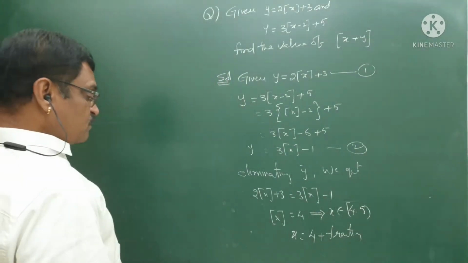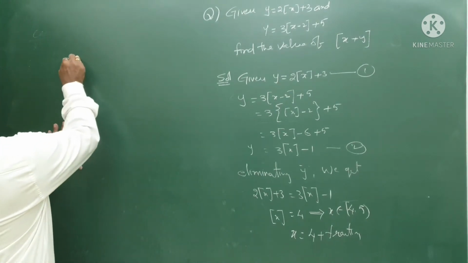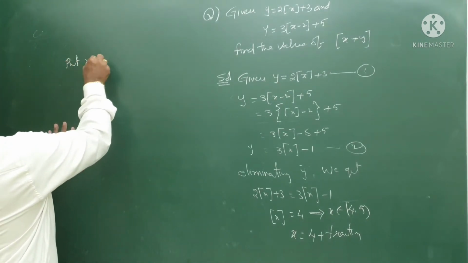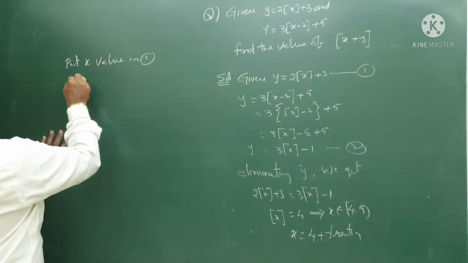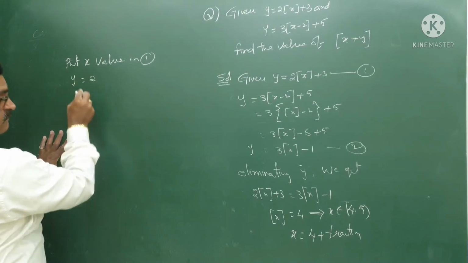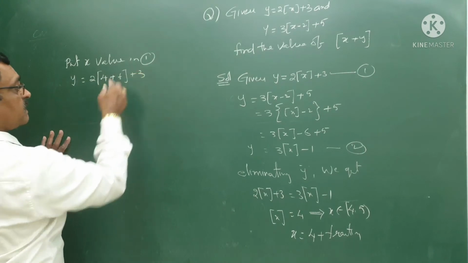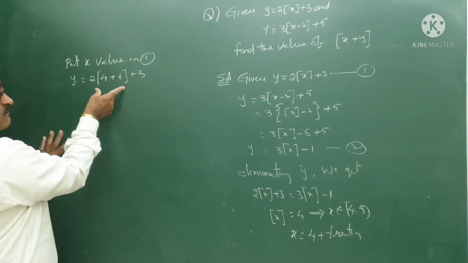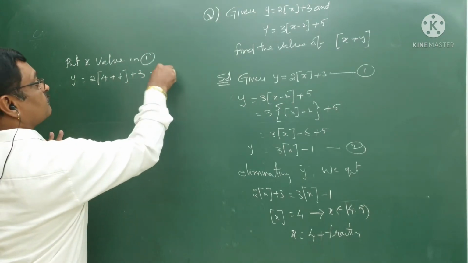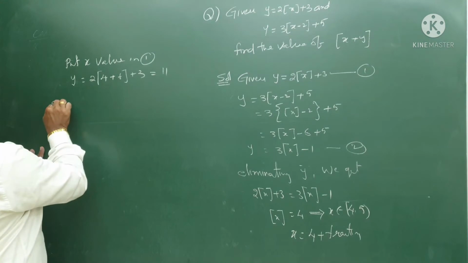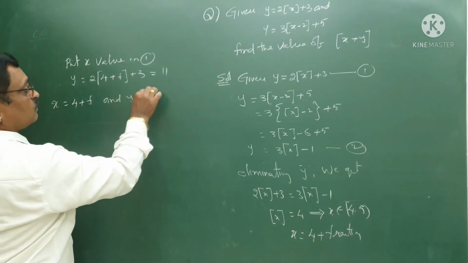Okay. Now substitute this x value either in 1 or 2. Put the x value in 1. So we have y is equal to 2 times integral part of 4 plus some fraction, plus 3. So integral part of 4 plus something is again 4. So 2 fours are 8. 8 plus 3 is equal to 11. Therefore, we have x is equal to 4 plus some fraction and y is equal to 11.